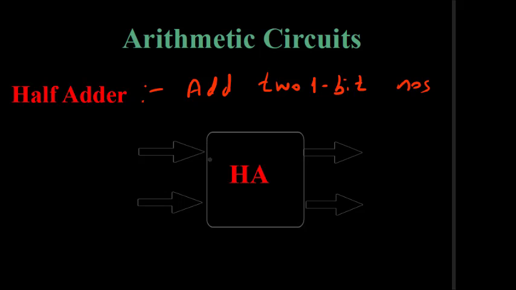So here this is the block diagram. Here we have two inputs, A and B, which are two 1-bit numbers, and we have sum and carry. These are the two outputs.